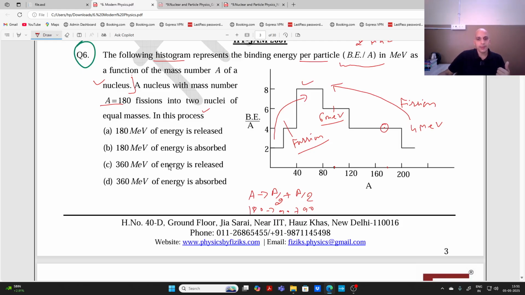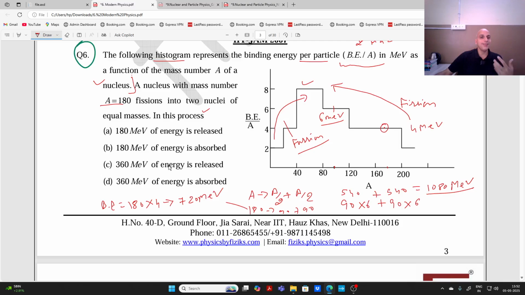As far as the parent nucleus, mass number 180, the binding energy is equal to 180 into, what is the value of binding energy per nucleon? It is 4. So it gives me 720 mega electron volt. Now if I come to the daughter nuclei or product nuclei, 90 plus 90, so 90 multiplied by 6 plus 90 multiplied by 6. So it gives me 540 plus 540 mega electron volt. So it will give me 1080 mega electron volt, right?